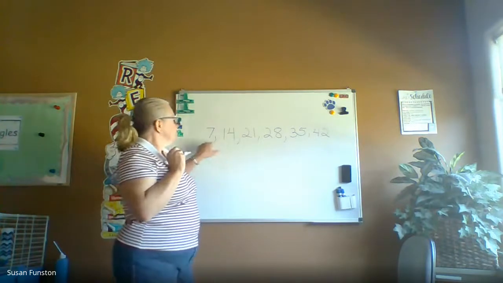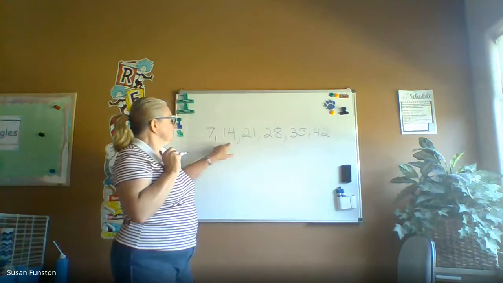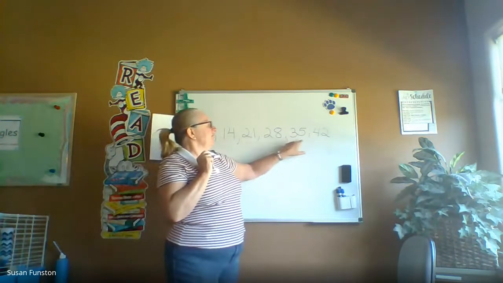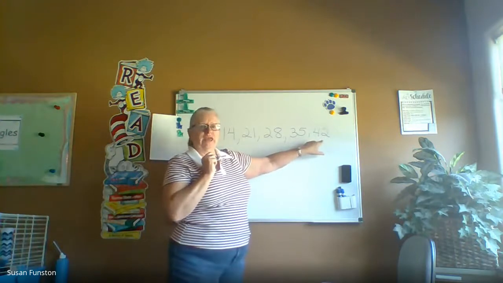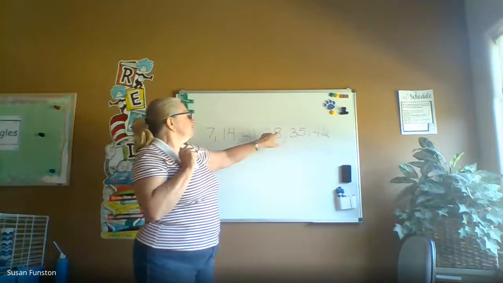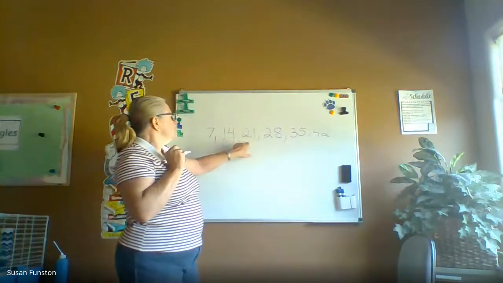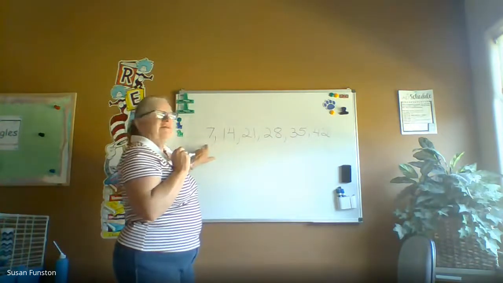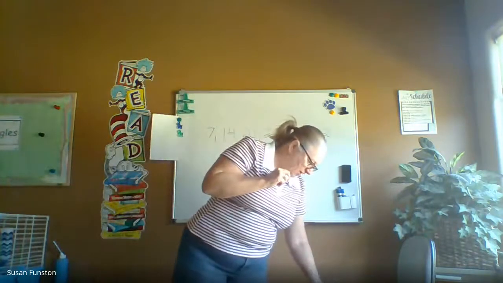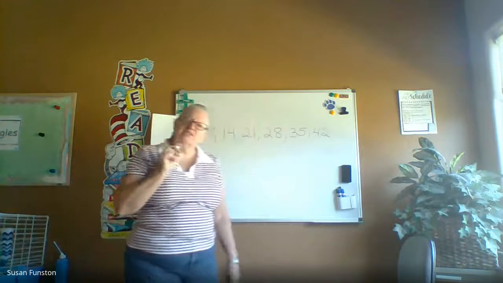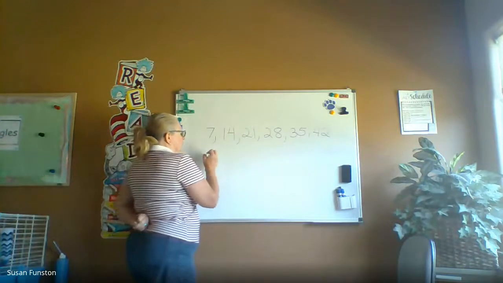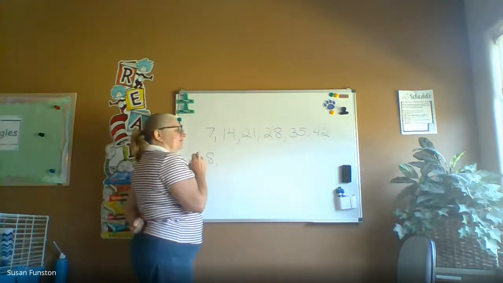Ready? 7, 14, 21, 28, 35, 42. And backwards. 42, 35, 28, 21, 14, 7. Okay, so we did so well on the sevens. Let's try the eights. Ready? We're going to start with 8. What's our next number going to be?